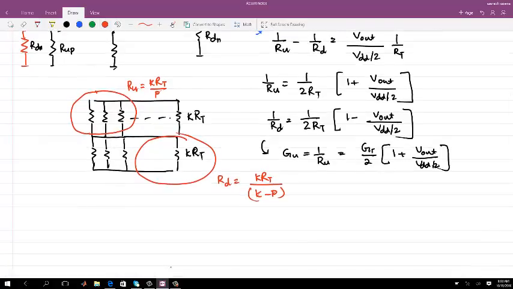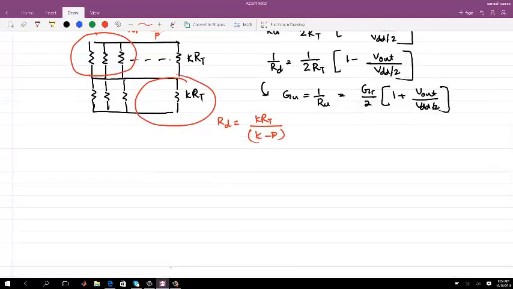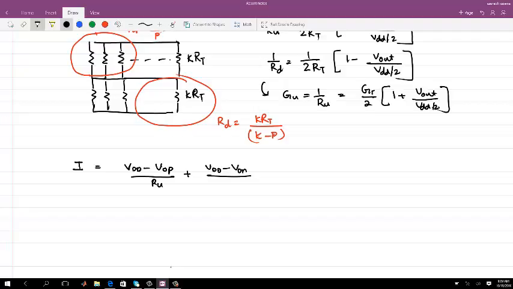So the thing which you see here is that resistance is inversely proportional to the output swing, or admittance is directly proportional to the output swing. Now look, what will be the power consumption in the output driver? The current I from the supply is equal to VDD minus VOP by RU plus VDD minus VON by RD, right? That's the total current which you are drawing from the supply.